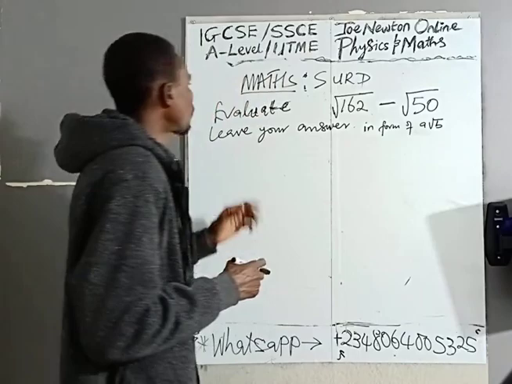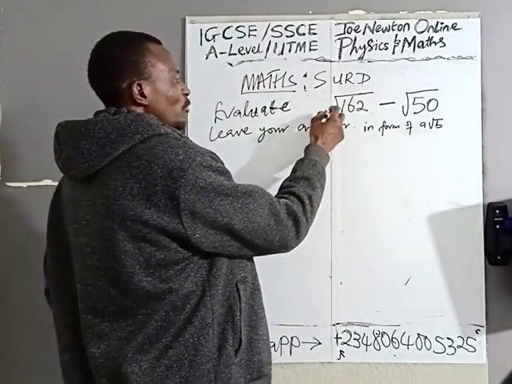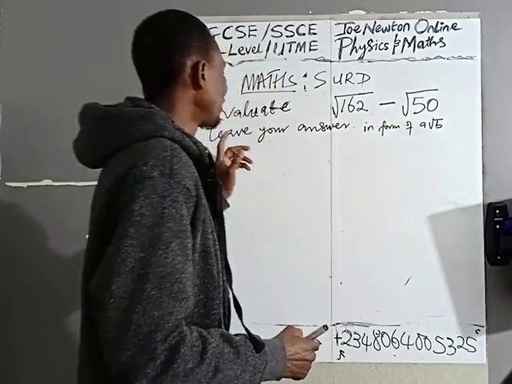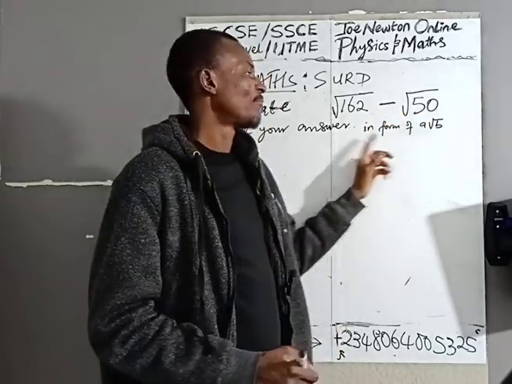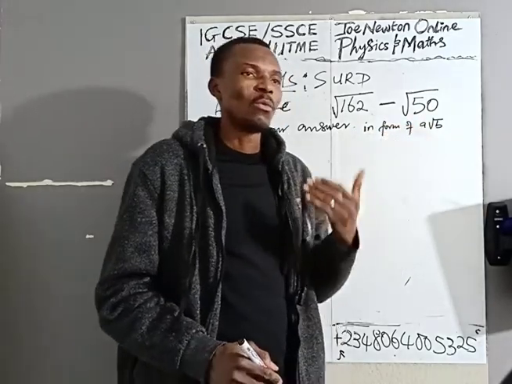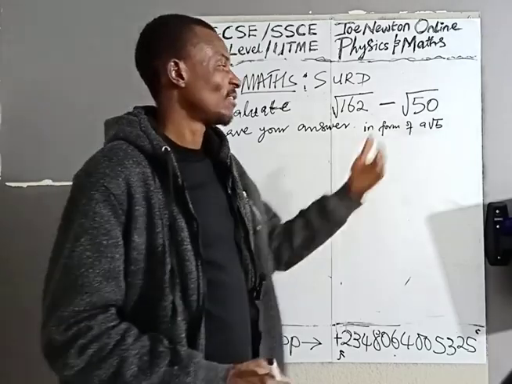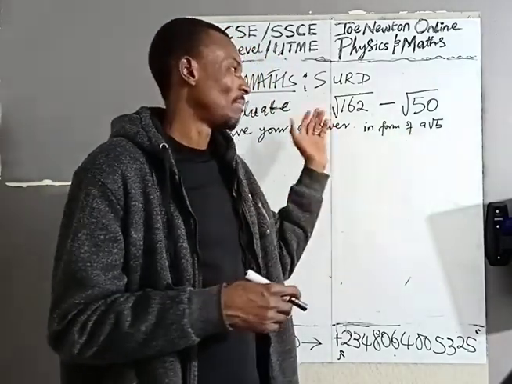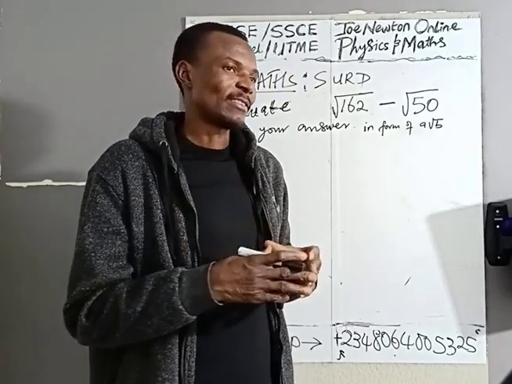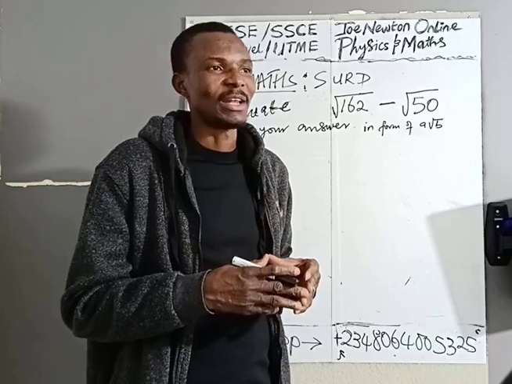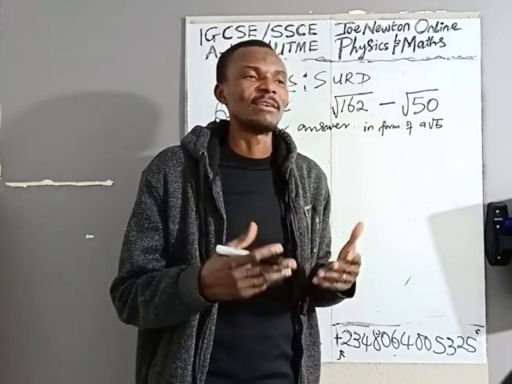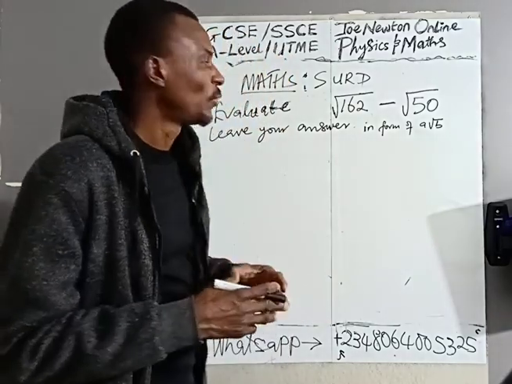Okay. Now we are asked to evaluate surd 162 minus surd 50. And we are directed to leave our answer in the form of A surd B. What this implies, even if it is not written, is that you are not expected to use a calculator to compute and write decimal answers. So you have to follow the rule of operating surds and simplify. What do we do next?